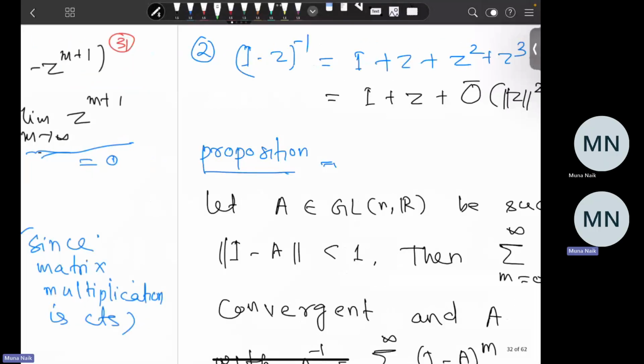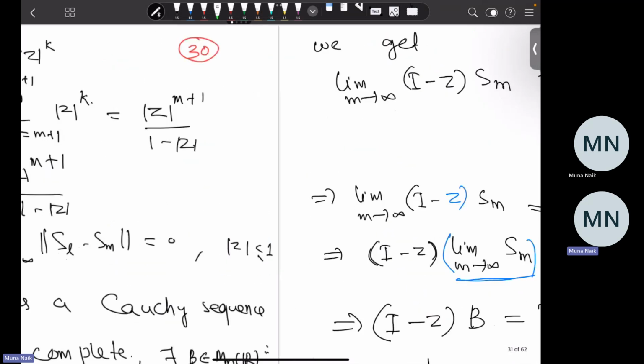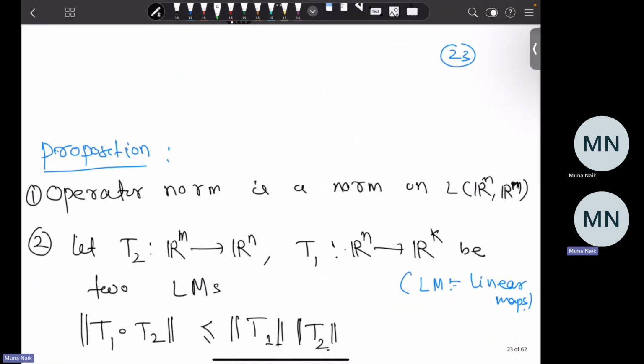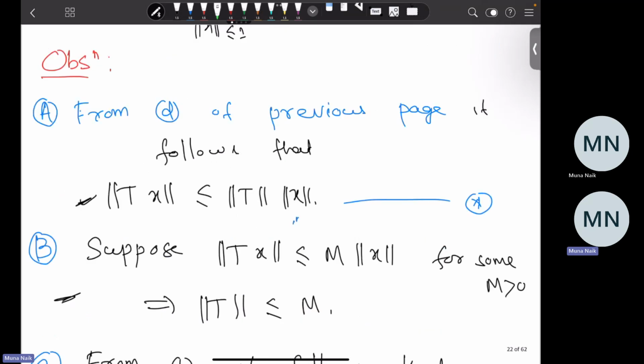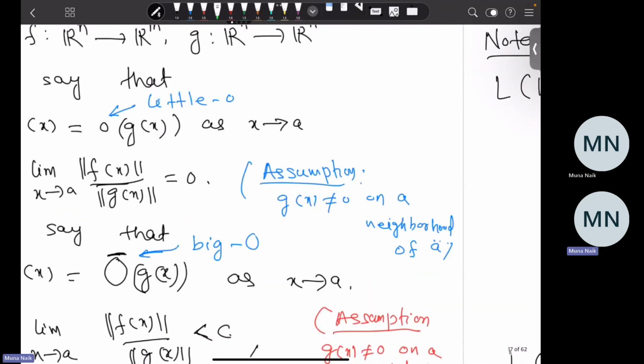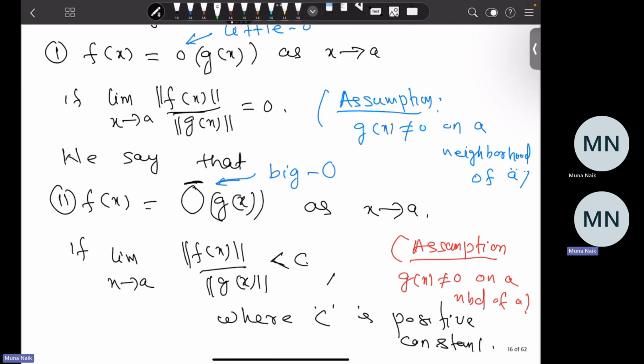I would like to start this lecture by correcting some definitions which we have given in the previous classes. Recall I introduced the big O or little o notation. First, I want to correct this definition.